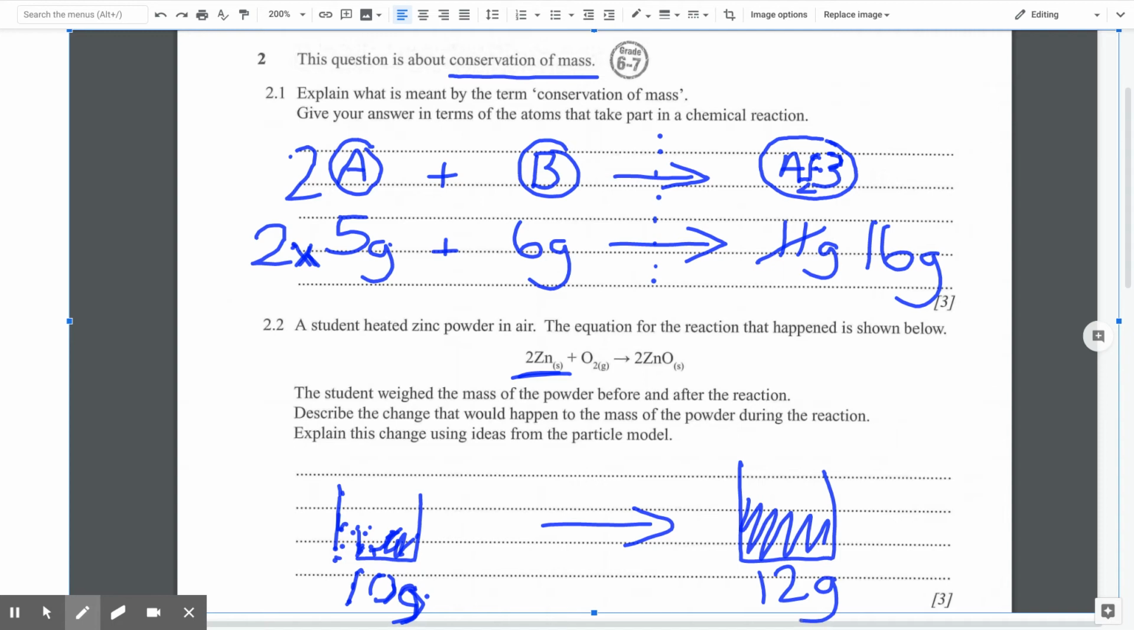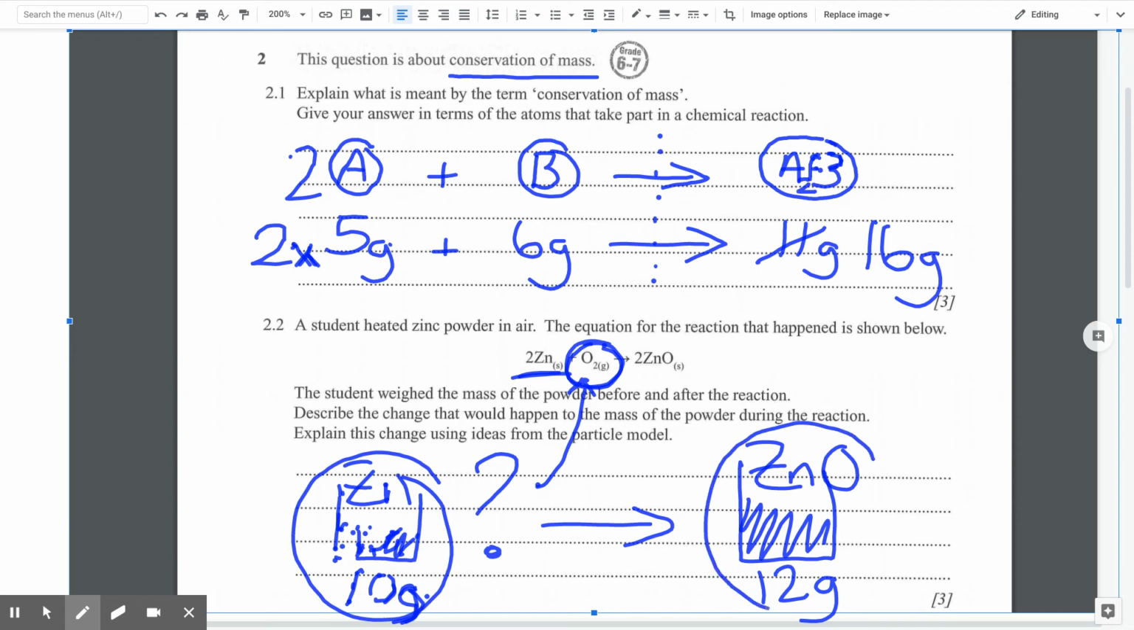So what this is asking us to do is to explain why that has been the case. And because this was zinc to start with, we know that this is now zinc oxide. There has been something added to that, to allow for that 2 grams increase in mass. And the equation tells us that that must have been the oxygen, which had been present presumably in the atmosphere, has come from the air. And so the 10 grams of zinc that we started with has become 12 grams.